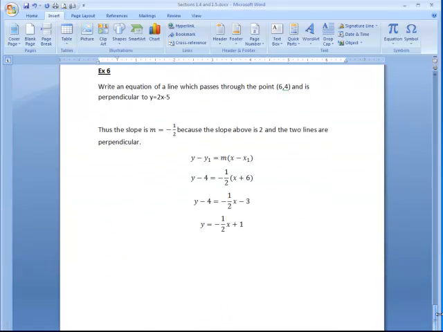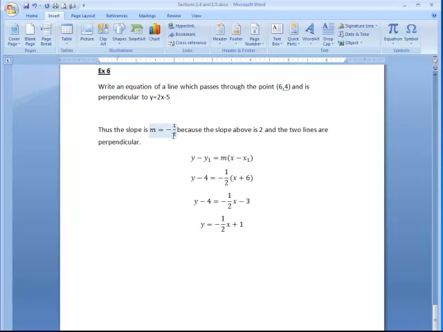Last example we want to look at is perpendicular lines. This says write an equation of a line which passes through the point 6, 4 and is perpendicular to y equals 2x minus 5. Again, I want a point and a slope. I have the point 6, 4. I don't have a slope, but I do have an equation for a line, and in fact this equation is already written in slope-intercept form. I know the slope of this line is 2. I know the slope of the line I'm looking for is perpendicular to that line. So if the slope of this line is 2, its negative reciprocal would be -1/2. So that is the slope that I'm looking for, is -1/2.